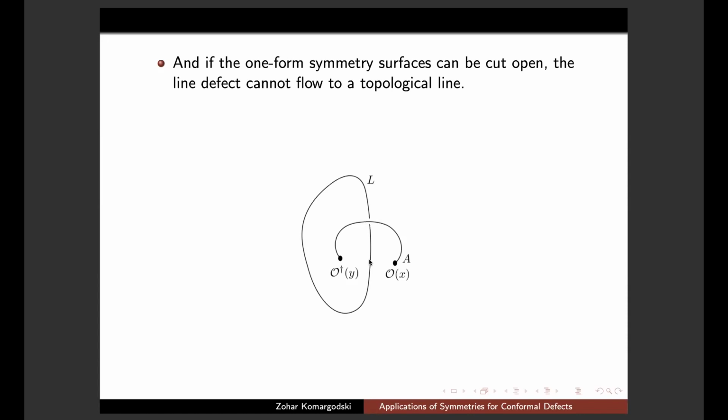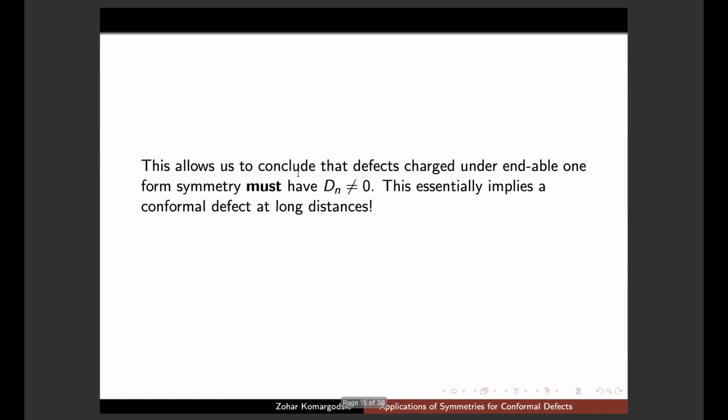Okay, how does the proof go? The proof is just evident from the picture, because if L was topological, moving it one way, you would pick up a phase, and moving it another way, you would not pick up a phase. So you would reach a contradiction if you assume that the displacement operator vanishes. So this allows us to conclude that defects that are charged under endable one-form symmetry must have a non-zero displacement operator. And this implies a conformal defect at long distances.